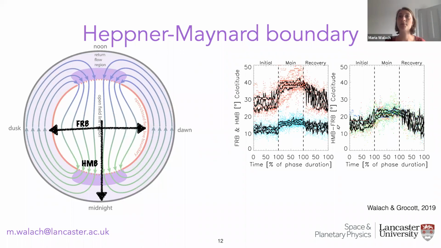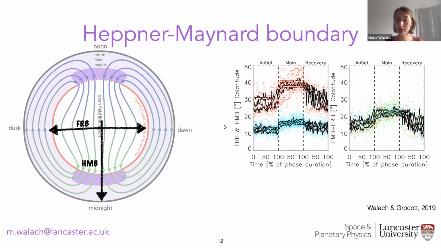When we look between the two, we see that during the main phase, this offset becomes really, really large. And what that's telling you is that this return flow region becomes really wide. So you've got return flows happening over a much wider area than you have during the initial and the recovery phase.